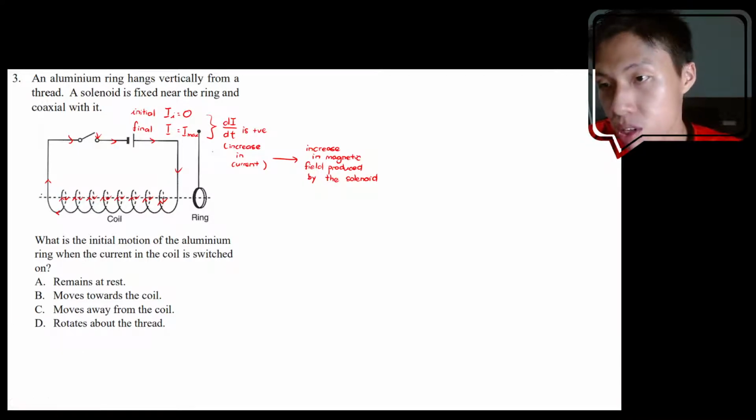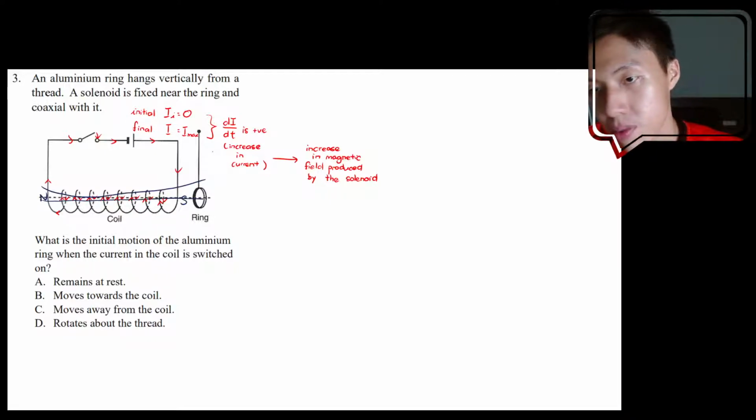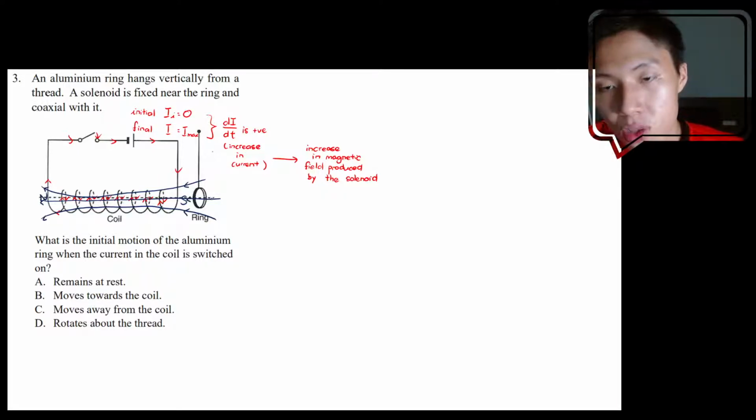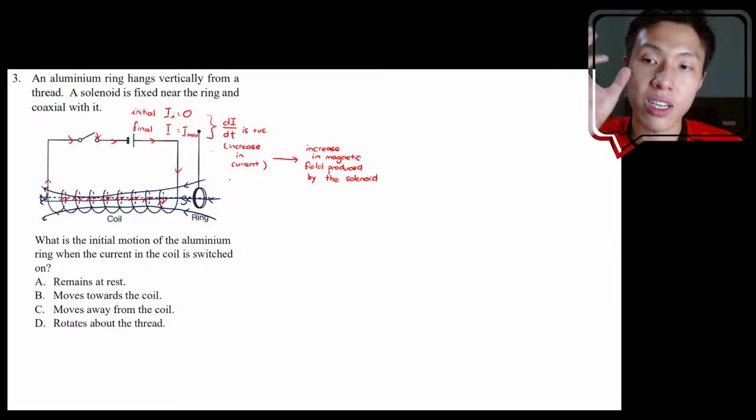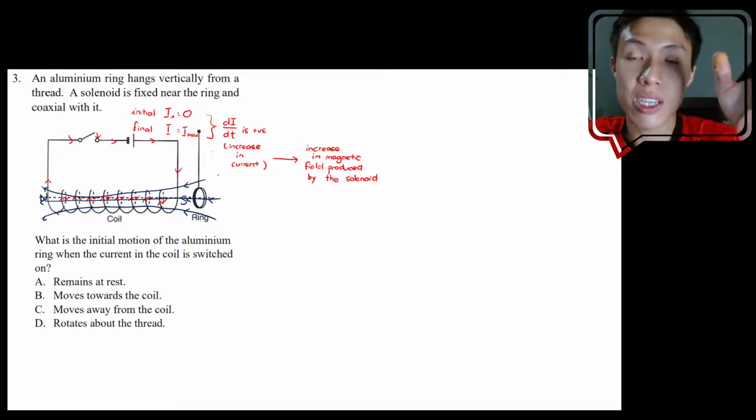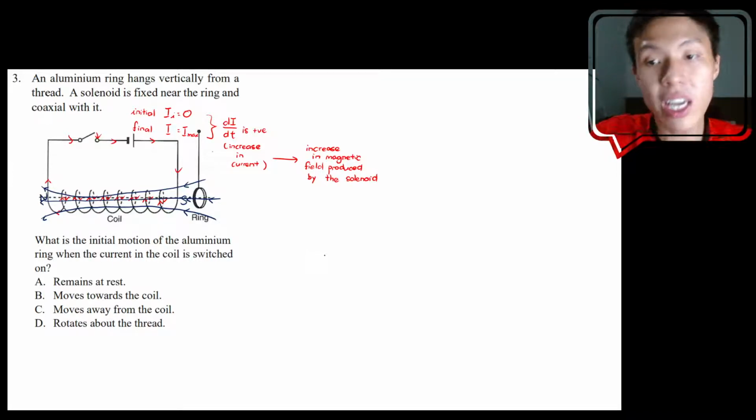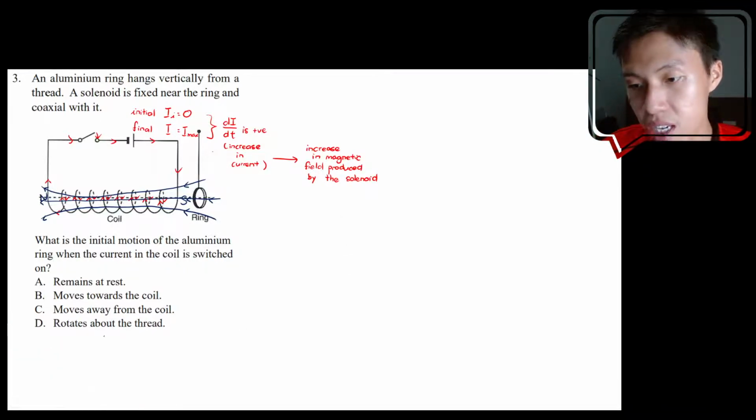That means here should be the North Pole, here should be the South Pole, and your magnetic field lines will look something like this. So it'll be pointing out from here, pointing into here. You see that there will be magnetic field lines passing through the ring because the ring is near the solenoid. And since this is an increase in the magnetic field, it will cause an increase in the magnetic flux passing through the ring.